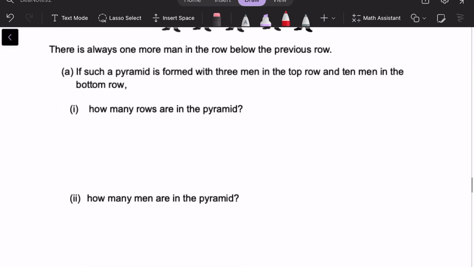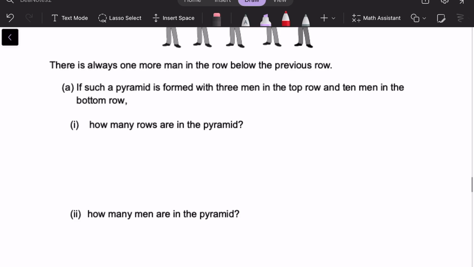So the first question, if there was a pyramid with 3 men in the top row and 10 men in the bottom row, how many rows were in the pyramid? I think the key to this problem is just applying the formulas for arithmetic sequences and series, the formulas that you've hopefully learned in class, and getting information out of them.